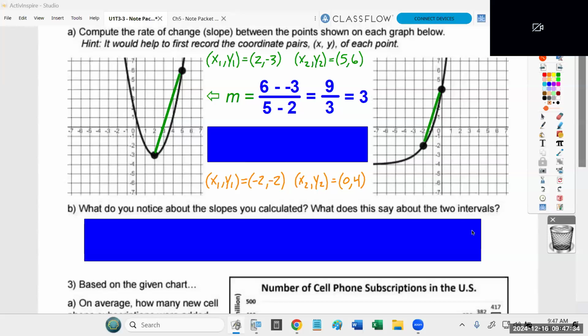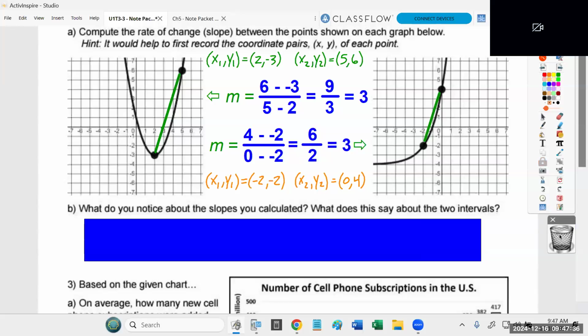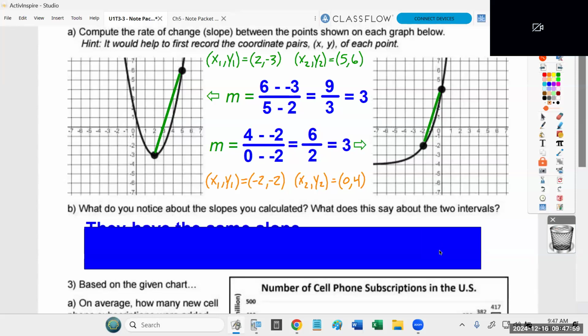All right, so here is the work. Okay, again, taking the y2, which is a 4, minus the y1, which is a -2, and 4 minus a -2 is really adding, so you get a 6. On the bottom, you've got 0 minus a -2. Again, double negative means you're really adding, and 6 divided by 2 is 3. So what do we notice about the slopes? I'm now talking about part B. What do we notice about the slopes? They're exactly the same. You got it.